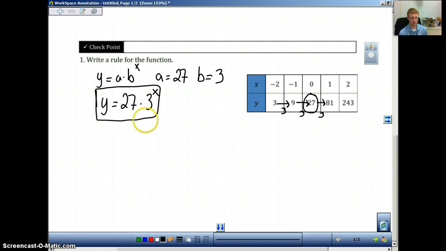Okay, so for this equation, you should have gotten y equals 27 times 3 to the x. Again, 27 is our a because that's where we're starting. That's what our value is when x equals 0. So that's our a. And our b is 3 because each time we are multiplying by 3 to get our value. Okay, so let's move on.